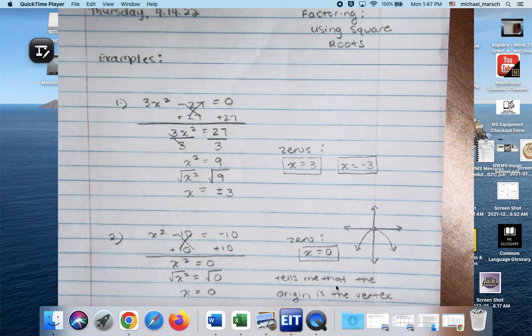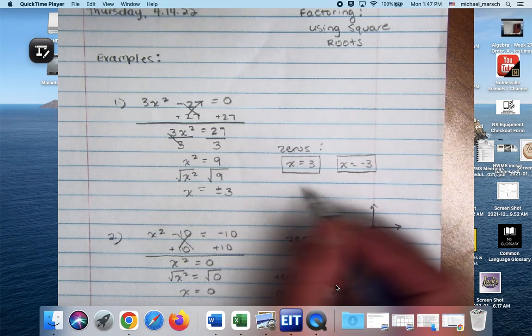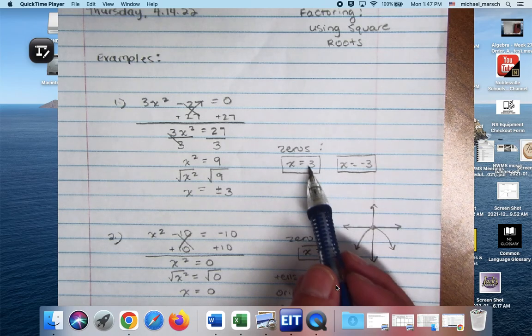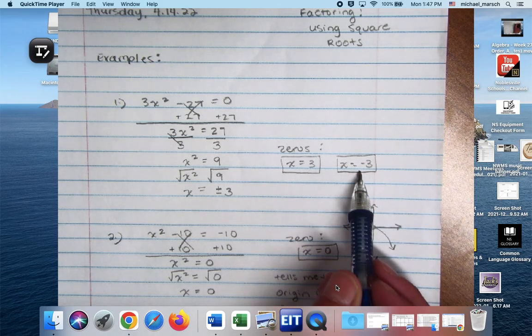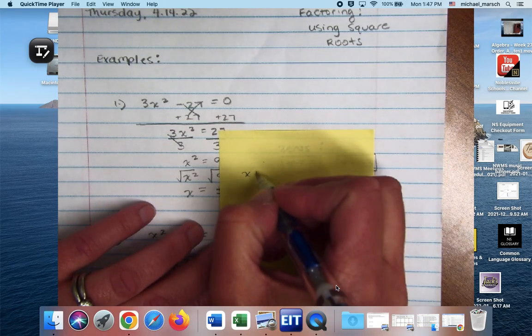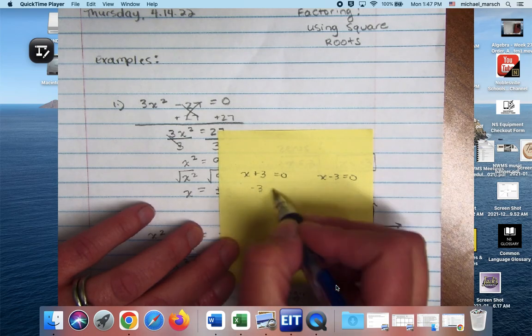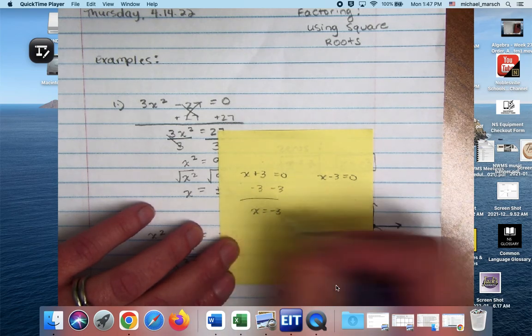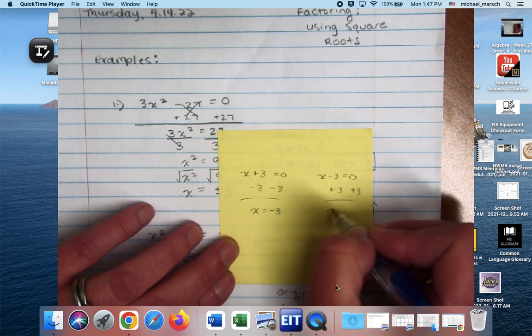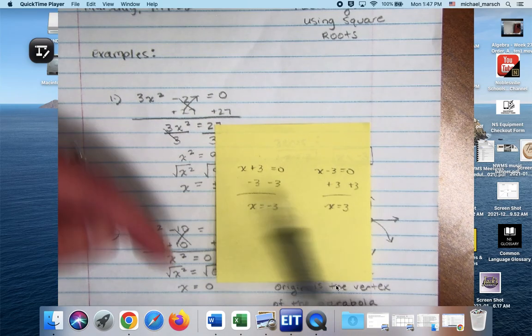And then our zeros would be, now I could have done x plus 3 equals 0, x minus 3 equals 0, but I know that they're going to end up being just these two values again. So what we had done before when we were finding zeros is I would have taken the numbers and set them equal to 0. But then when I subtract, I get x equals negative 3, and when I add, I get x equals 3. So I knew that my zeros were still going to just be the positive and negative 3.